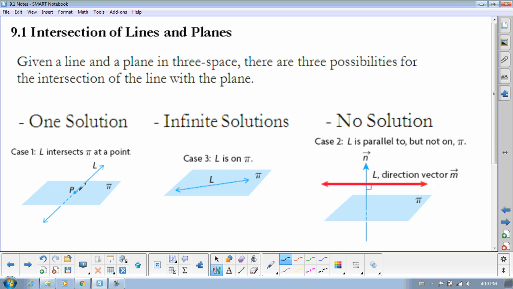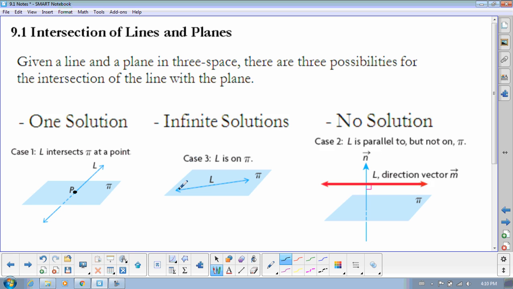So if you were to take your pencil and drive it through a piece of paper, where the pencil goes through the paper, that would be like the point of intersection. So in this little plane diagram that we have right here, the line is coming out of the top of the page and then going down through the bottom. That's why the lines are dotted. So that would be one solution.